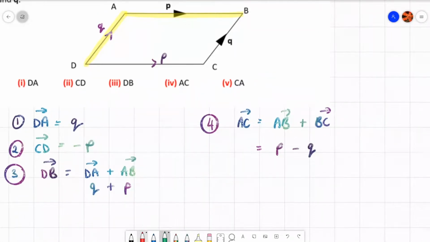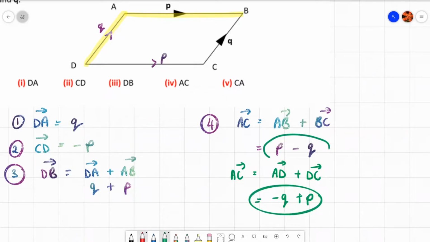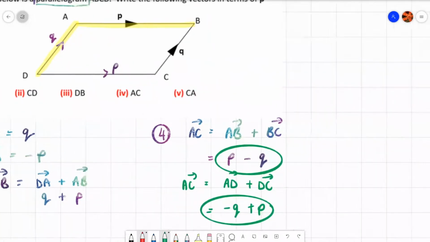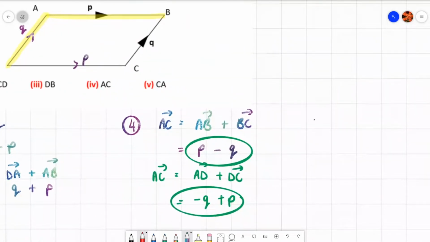I could go the other direction. So if I get a different color pen, A to C, I could go A to D plus D to C. Yeah, still end up in the same place. Well, A to D is minus Q plus P. And you can see, look at the answers, they're exactly the same, but they're just written in a different order. So it actually doesn't matter which way you're going for some of the questions, you will still end up with the right answer. Let's do the last one here.